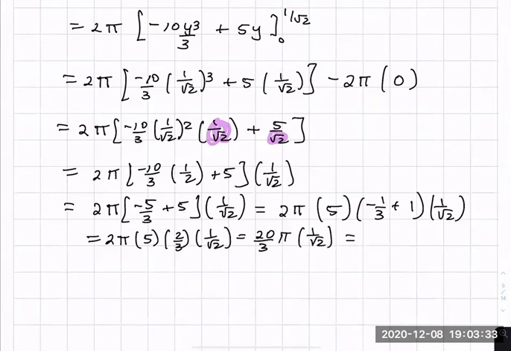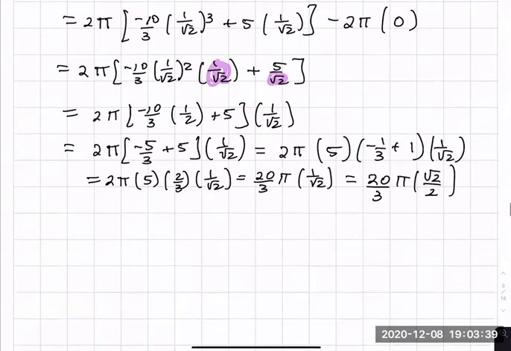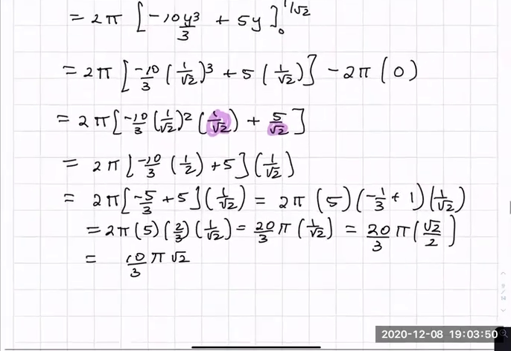But now I feel like I should rationalize the denominator. I feel that that's what the author would do in their answer. So I'll write rad 2 over 2. And so this will give 10 thirds pi radical 2, or maybe 10 radical 2 pi over 3.